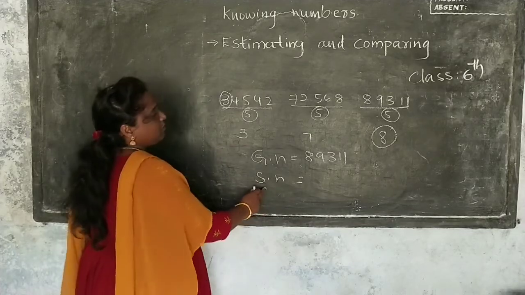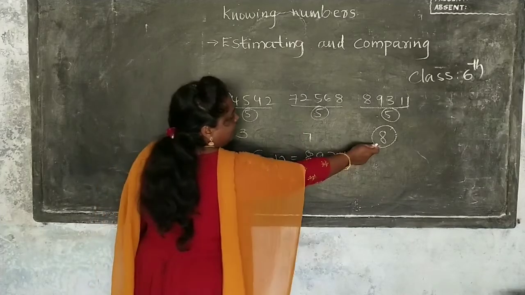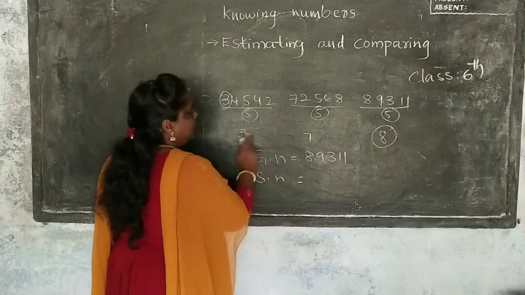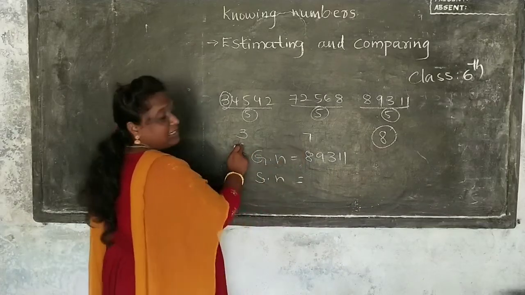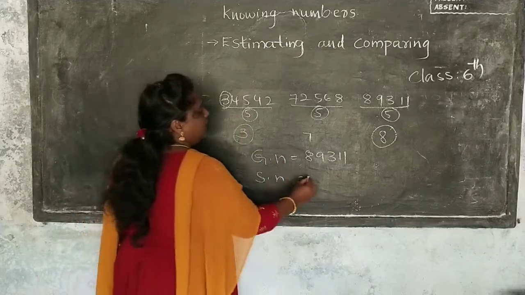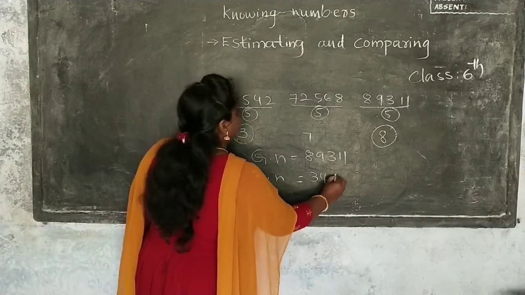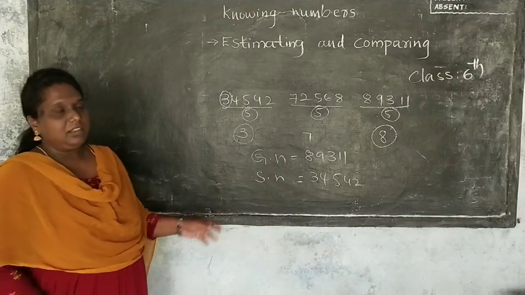Okay. So then smallest number, see here beta, which is the smallest? 8 is the greatest. Then among these two, now we have to compare these two numbers, 3 and 7. Which is the smallest here? 3 is the smallest. So then 34,542. Understand children? Yes? Okay.